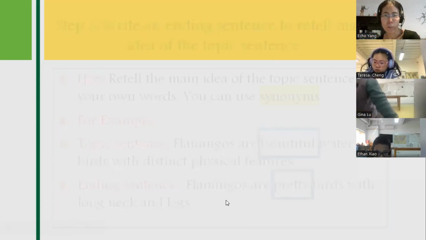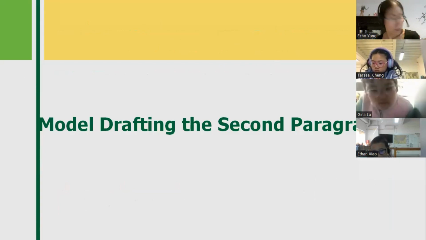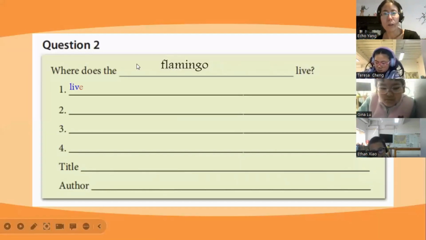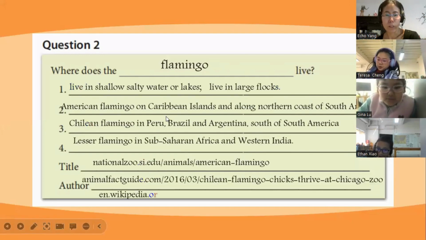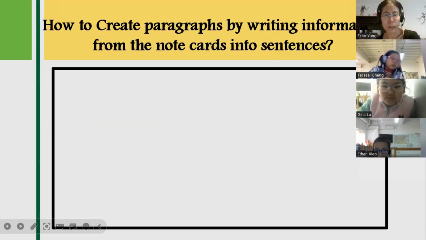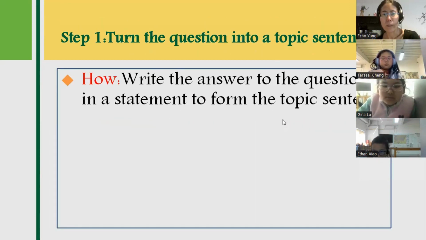So this is how Mary May has finished the first paragraph according to the note card. Now I'm going to demonstrate how to draw the second paragraph. And this is a note card. Where does the flamingo live? So I have lots of facts from the research. And now I'm going to do it following 3 steps. So number 1, turn the question into a topic sentence.